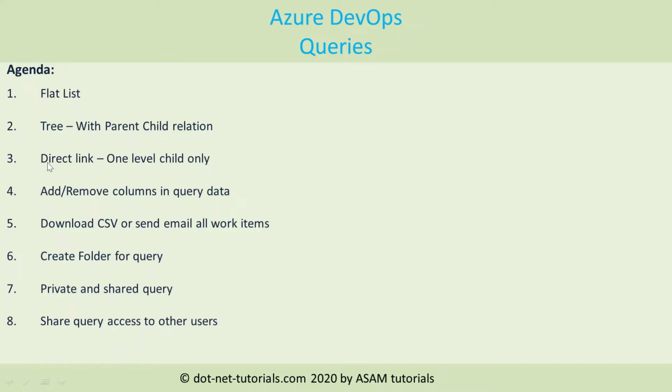Third is direct link. If you want to get the data with just a direct link, that means you want to get, in a single story, how many tasks are there? In an epic, how many features are there? Like that, you will get the relation data. Practically this option is not very fit, but it depends on project to project and situation to situation when you need to have the data.